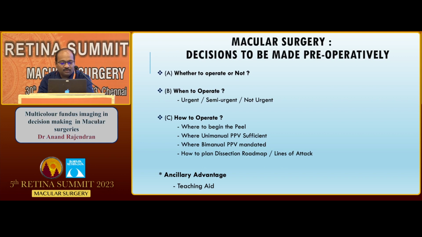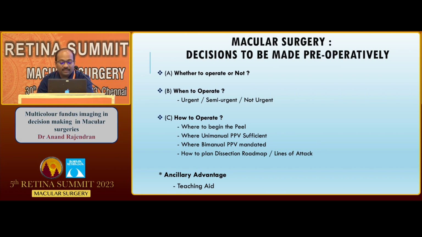In macular surgeries, what are the kind of decisions that we need to make, pre-operatively? Primarily, whether to operate or not. And then, if you do operate, when to operate? Urgent, semi-urgent, or not urgent? Critically, how to operate? Where to begin that peel? And that is a critical question. Whether manual vitrectomy is sufficient or bimanual is mandated. And when you're doing especially diabetic vitrectomies, how to plan that dissection roadmap, how to approach the lines of attack.